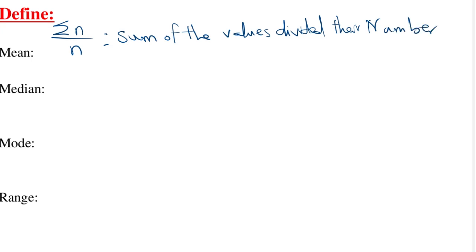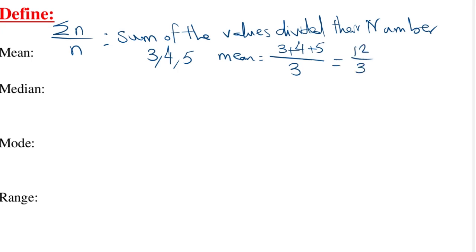Like if you have values like 3, 4, 5, their mean will be: add these values and divide by how many these values are. It is 3 values. 3 plus 4 is 7, 7 plus 5 is 12, 12 divided by 3 is 4. So the mean is 4.